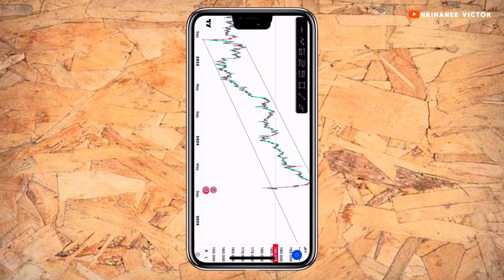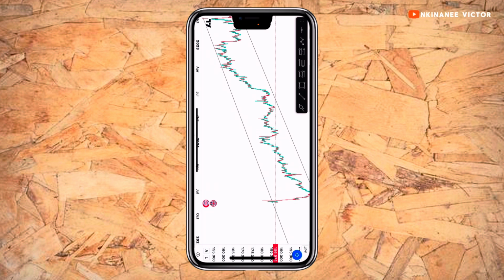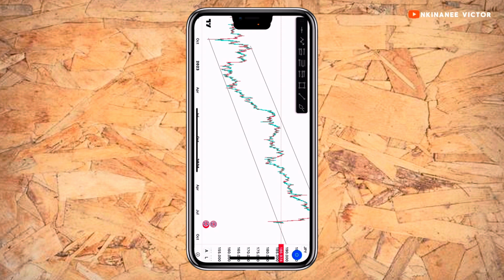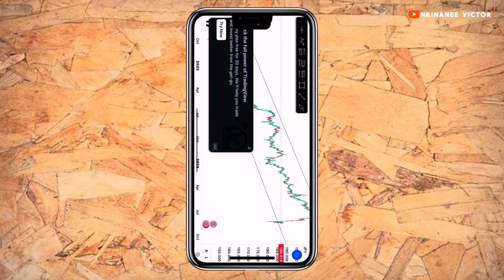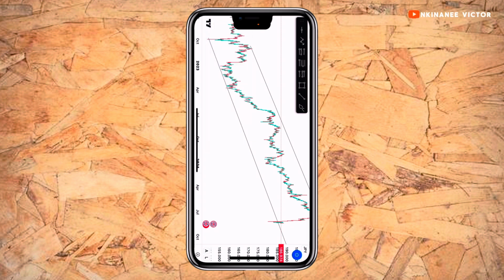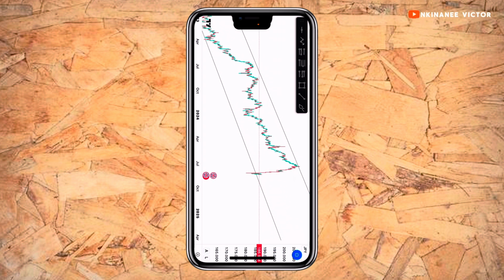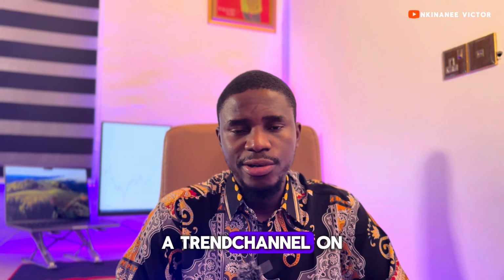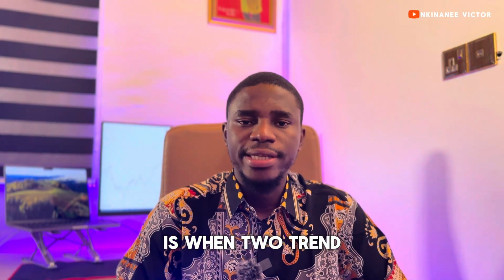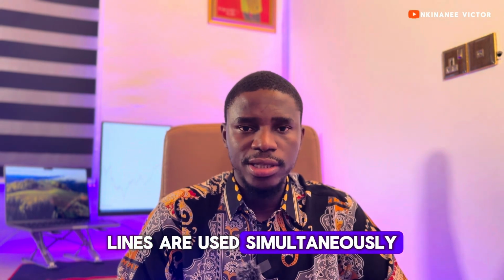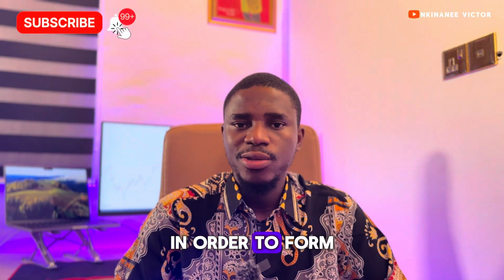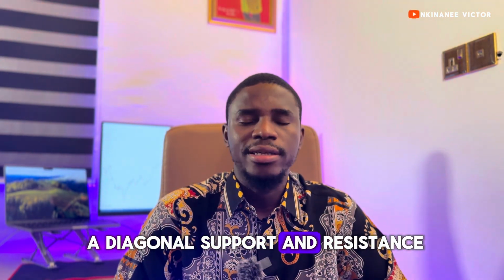So as a trader, once you spot a trending market and you draw your trend line below or above, once price bounces from your trend line, you can sell from the resistance trend line, and once it bounces on the support trend line, you can buy and you make profit from it. So basically, that's how trend lines and trend channels are traded. A trend channel, on the other hand, is when two trend lines are used simultaneously on the upside and downside of a trending market in order to form a diagonal support and resistance.